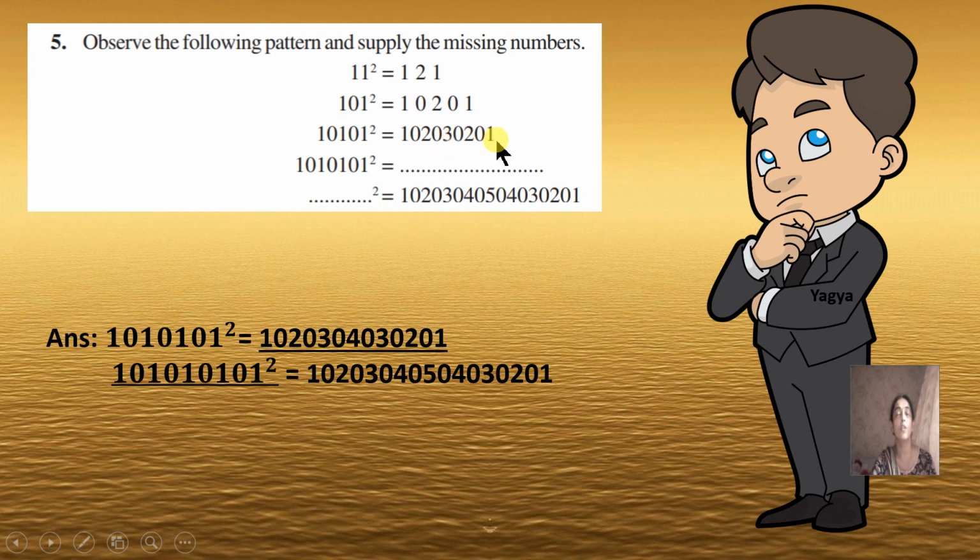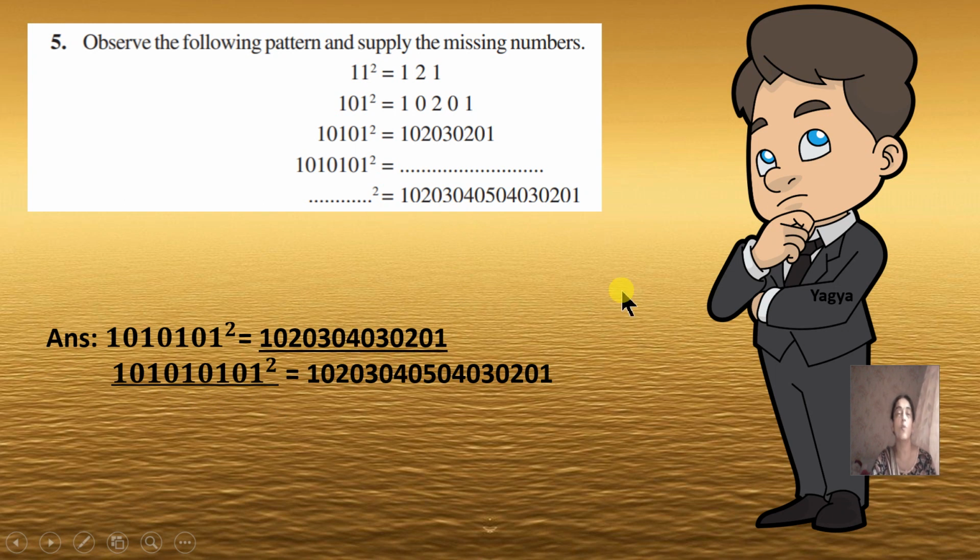2, 0, 1. Similarly, because there are 4 ones, we go up till 4: 1, 0, 2, 2, 0, 3, 3, 0, 4, and then the reverse order, 4, 0, 3, 0, 2, 0, 1. See, here they have gone till 5, so we will have 5 ones: 1, 0, 1, 0, 1, 0, 1, 0, 1, the whole square.